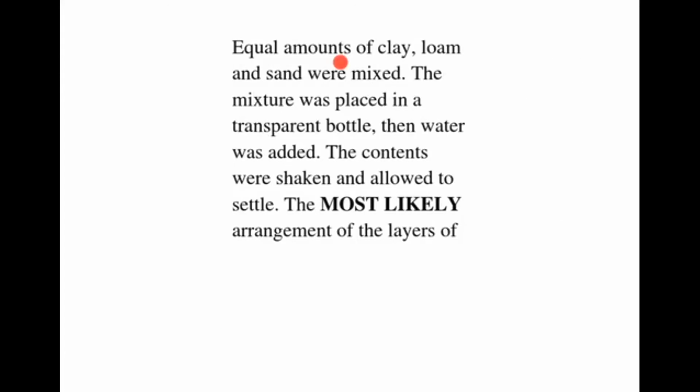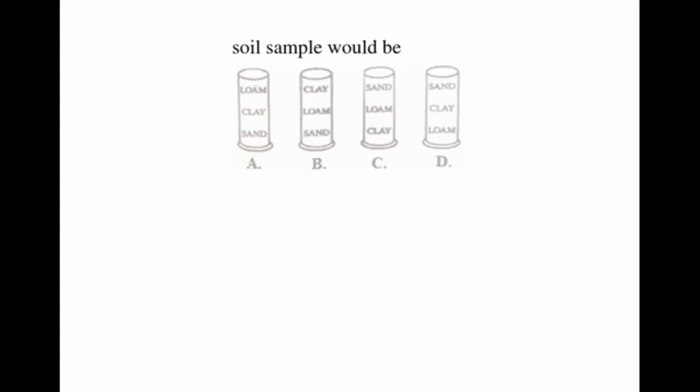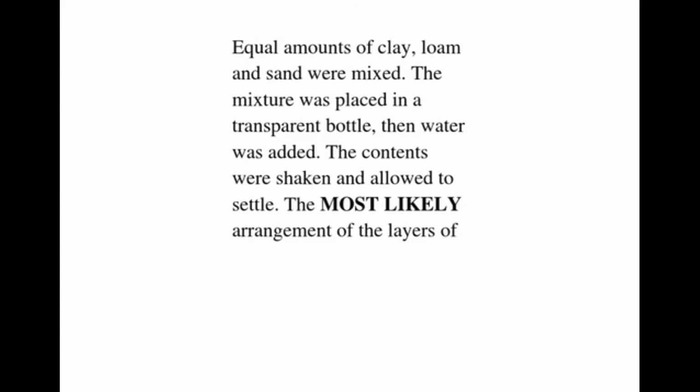Equal amounts of clay, loam, and sand were mixed. The mixture was then placed in a transparent bottle. Then water was added. The contents were shaken and allowed to settle. The most likely arrangement of the layers of the soil sample would be. So when we look at these three types of soil, that is the clay, sand, and loam, they have different soil particles.